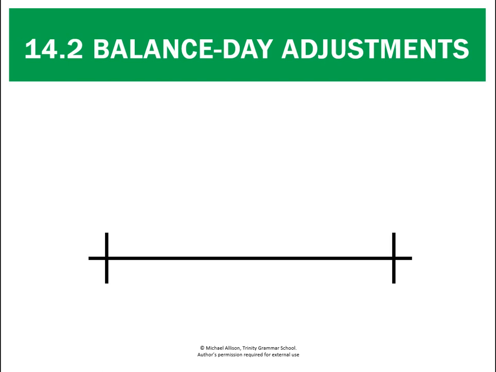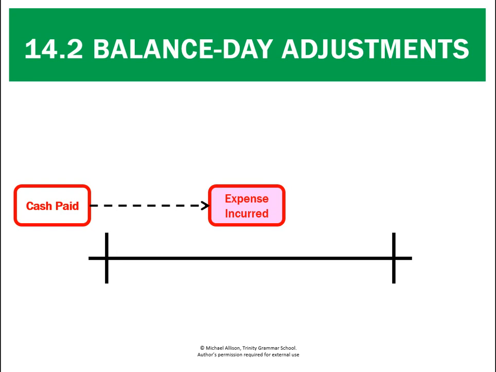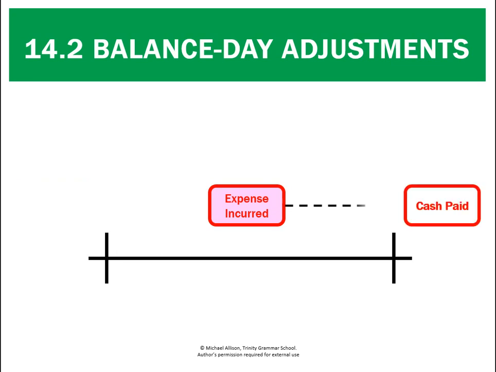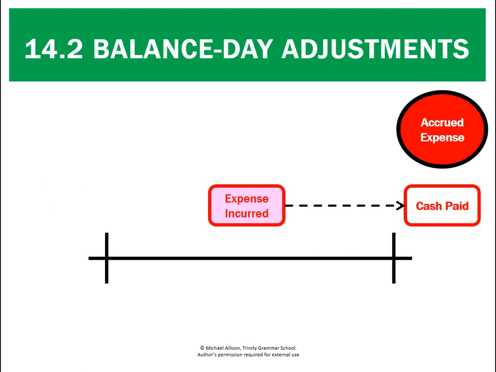So a quick summary of what we've learned in this particular presentation. When we pay cash for an expense and then actually use it or incur it, that's called a prepaid expense. However, when we incur the expense and then pay it later in the next period, that is what's called an accrued expense.